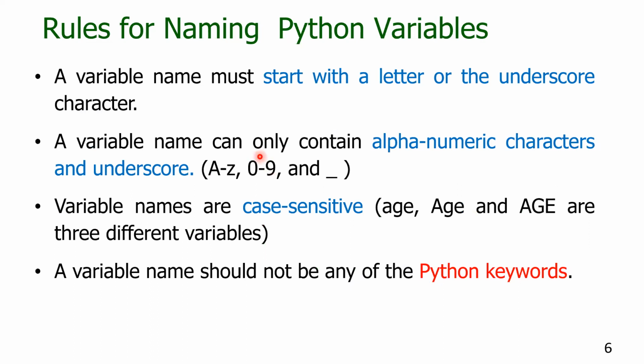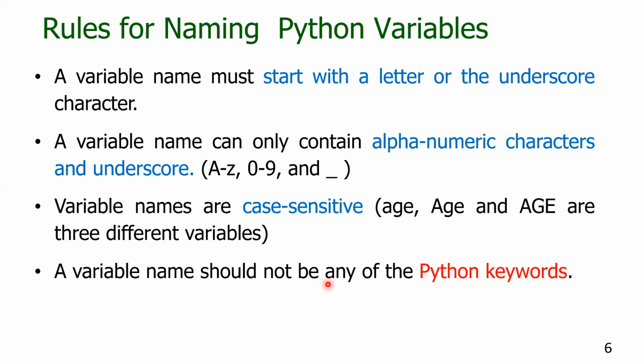Now let us see the rules for naming the Python variables. A variable name must start with a letter or an underscore character. And the second rule is a variable name can only contain alphanumeric characters and underscore. That means the variable should not contain any special characters other than the alphabets, numbers and underscore. Variable names are case sensitive. That means the variable age is different from age with the capital A and similarly age with all 3 capital letters.